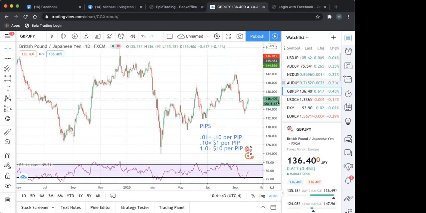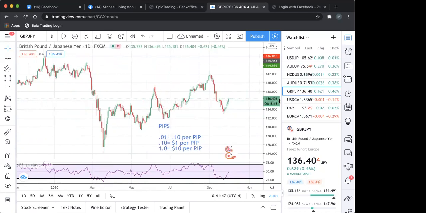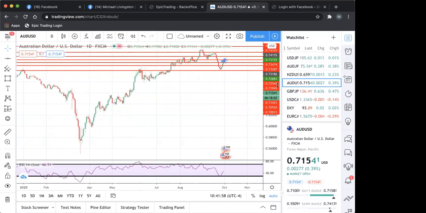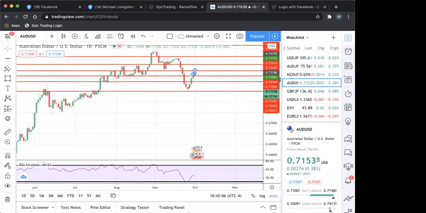Okay. Now let's look at the pip so you can actually see which one is the pip. Your first number on the right, no matter where we look, here or over here where the numbers are all different, no matter what, the first number on the right is your pipette. That's called a pipette. The number before the last number is the actual pip.